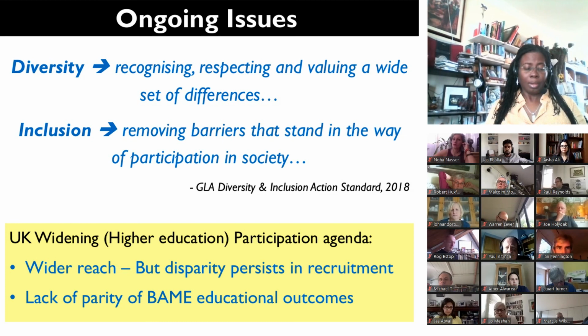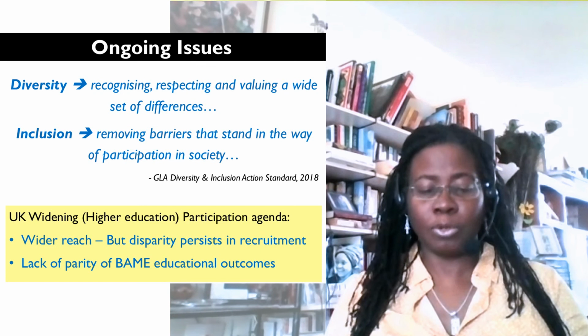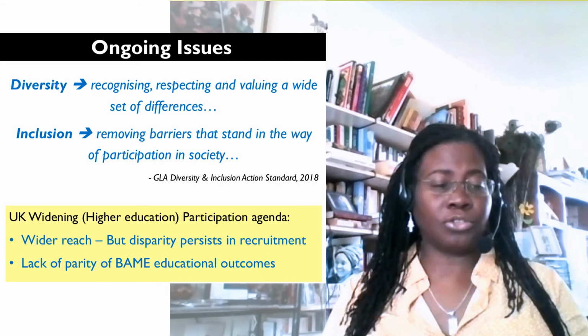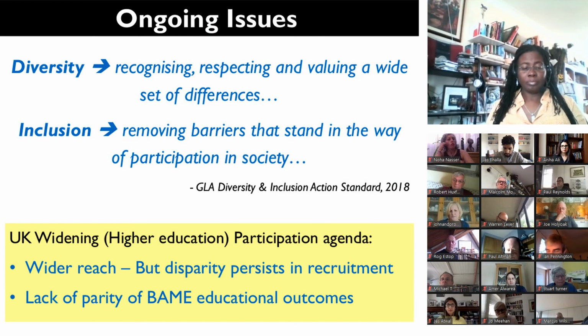Across higher education over the last decade and a bit, there has been this agenda to widen access to all levels of society with some notable successes in terms of the wider reach of higher education and the high proportion of the population, up to 50%, attending further and higher education. Disparities remain within that proportion, particularly in relation to the recruitment and the educational outcomes of Black, Asian, and minority ethnic students in the UK. So just moving on.